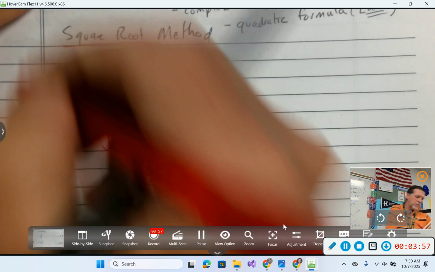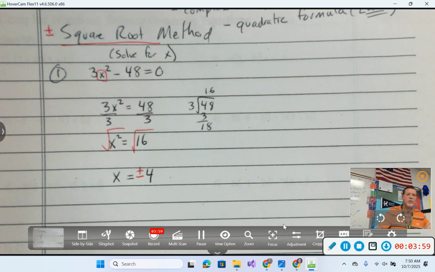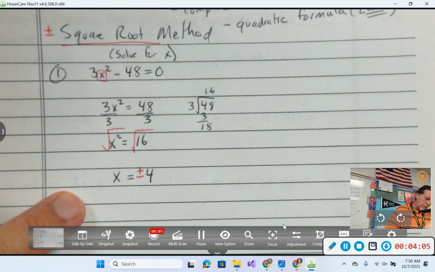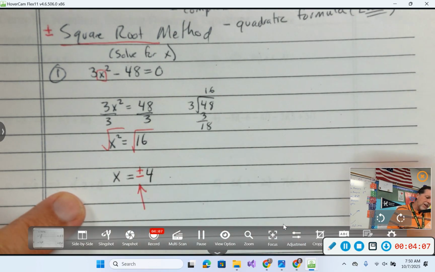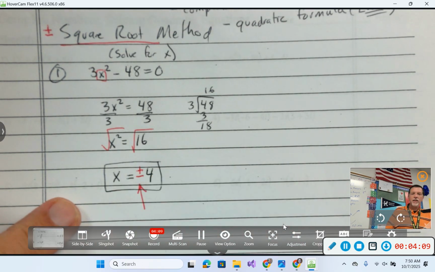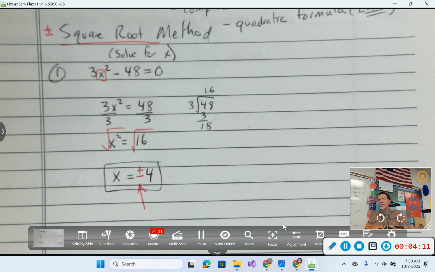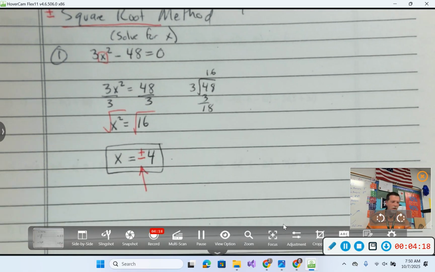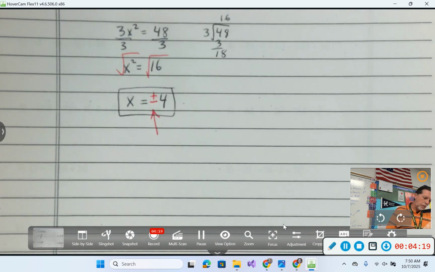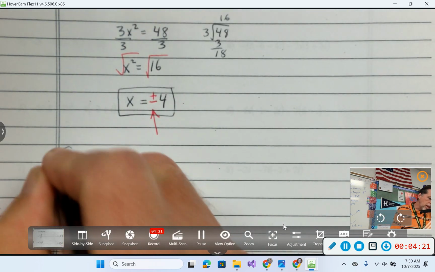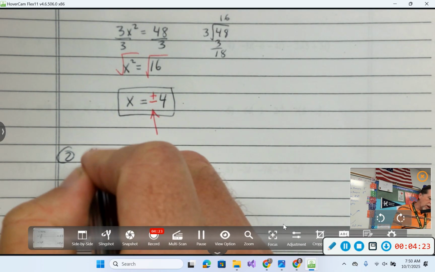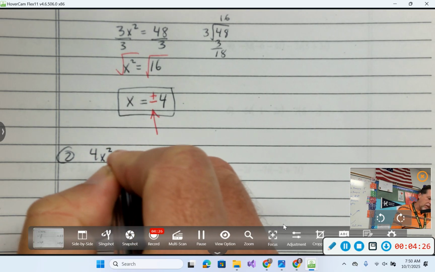In fact, sometimes I resort to calling this the plus or minus square root method. That makes it a little bit longer to say, but it might help you remember. Don't forget the plus or minus. Like that is the main issue with this method. Because everything else is stuff you've done before. Moving things around, adding, dividing, square rooting is not bad. Don't forget the plus or minus. Let's do one more and then we'll work some off the worksheet together.